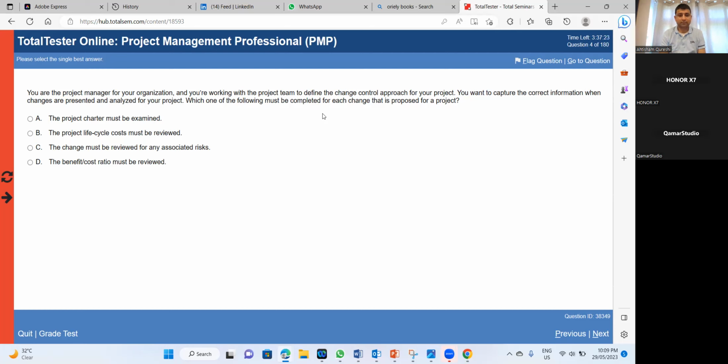But if you see option D, option C is already covering option D. The change must be reviewed for any associated risk, either positive or negative. So the benefit cost ratio must be reviewed. So that comes inside it already, no, boss?